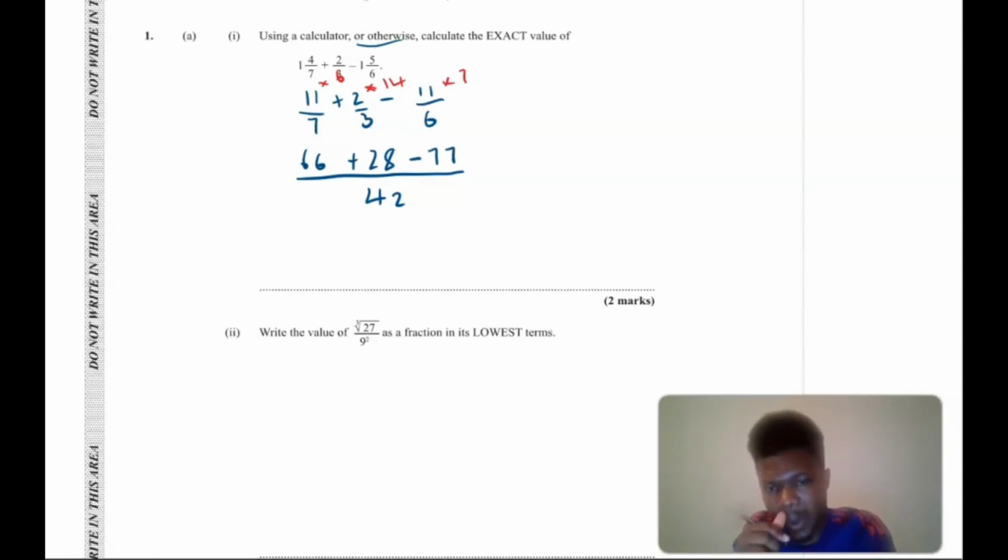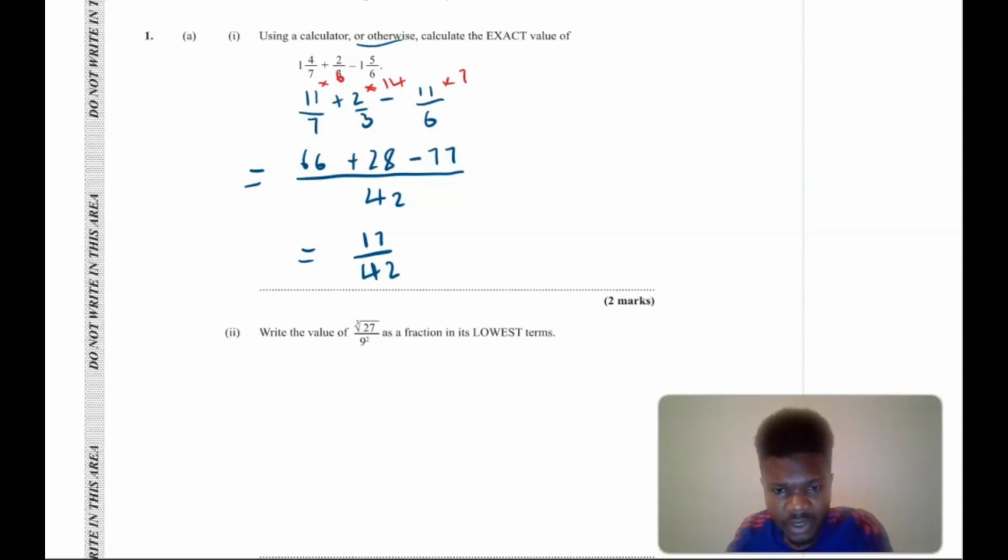Now we can add first and then subtract. So again, if you use a calculator here, 66 plus 28 is going to give you 94, minus 77. It's going to be 17. So that leaves us with 17 over 42, and we're unable to simplify. So that's our exact answer right here. Now let's move on to the next.